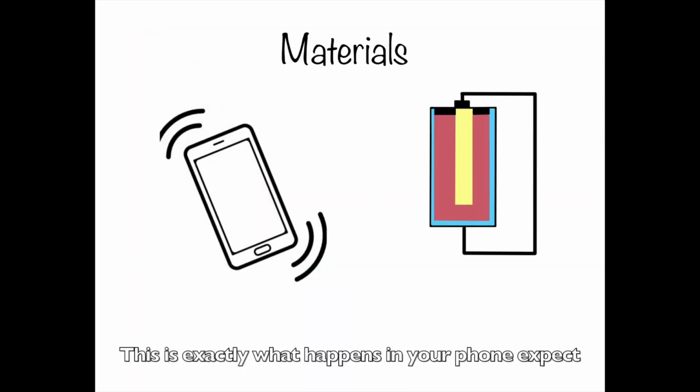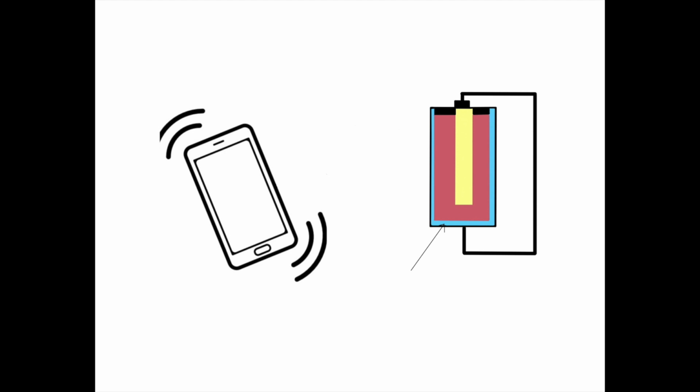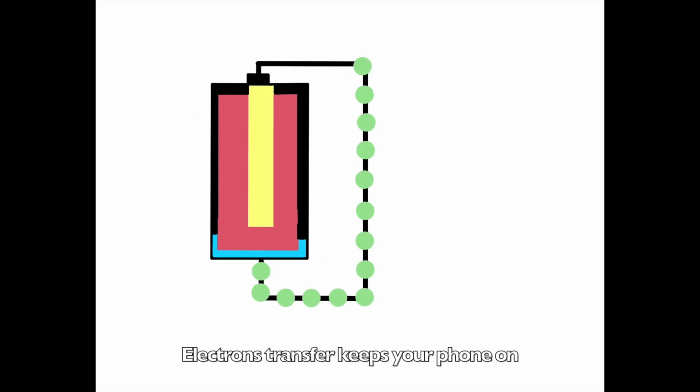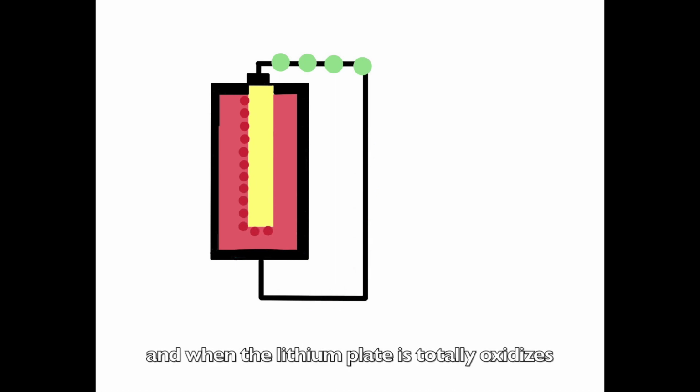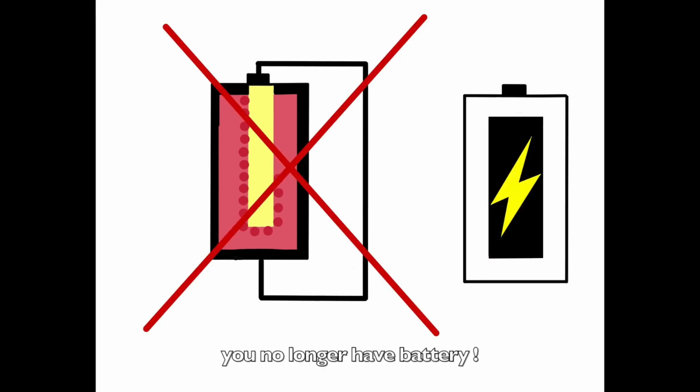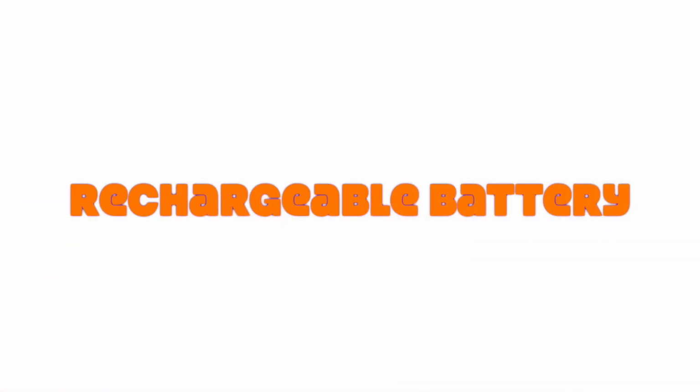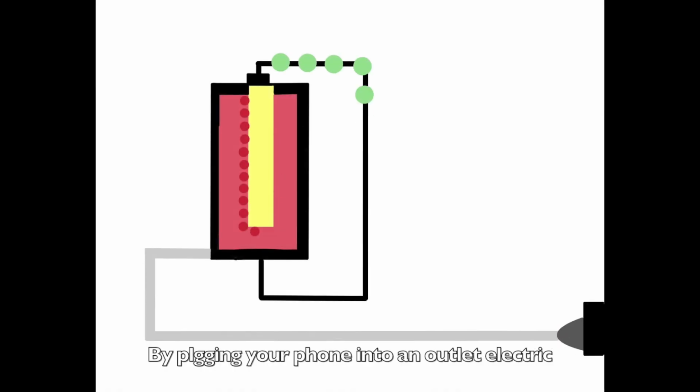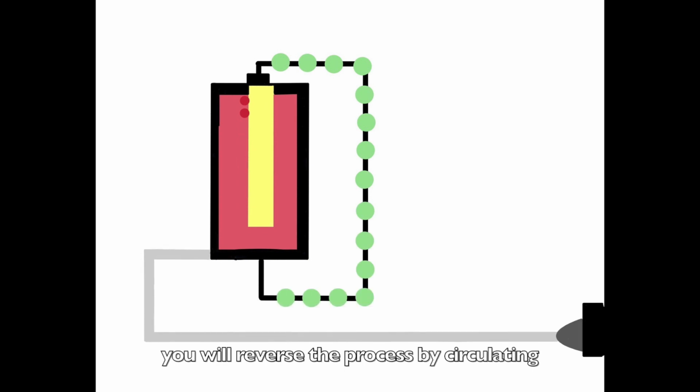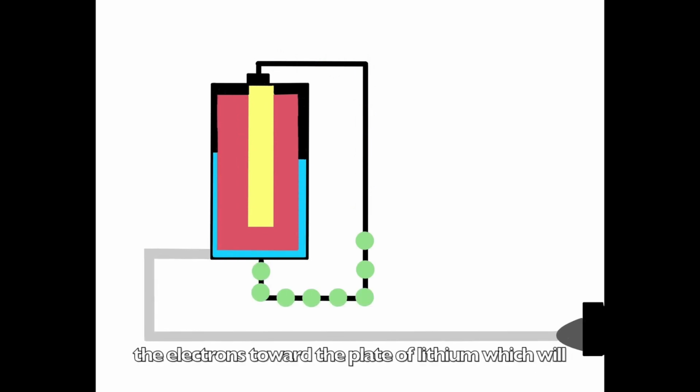This is exactly what happens in your phone, except that the materials present are not the same. You will find lithium and graphite. Electron transfer keeps your phone on, and when the lithium plate is totally oxidized, you no longer have battery. The rechargeable battery model then appears. By plugging your phone into another electric source, you will reverse the process by circulating the electrons toward the plate of lithium, which will then allow its regeneration.